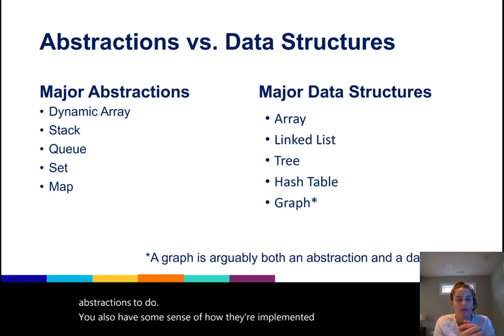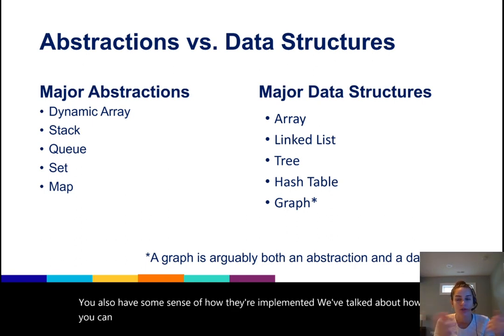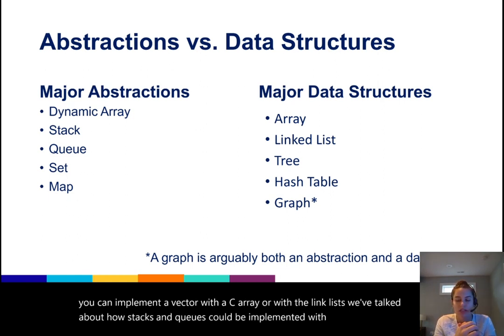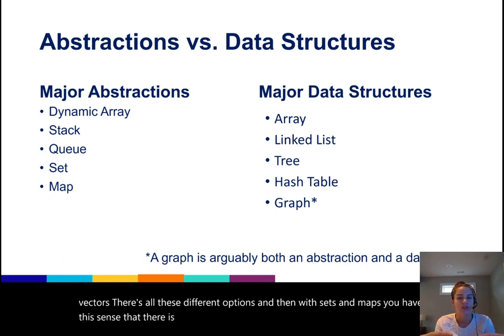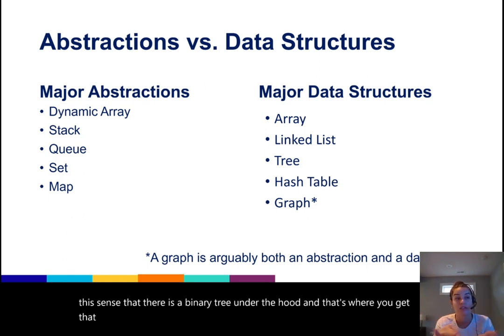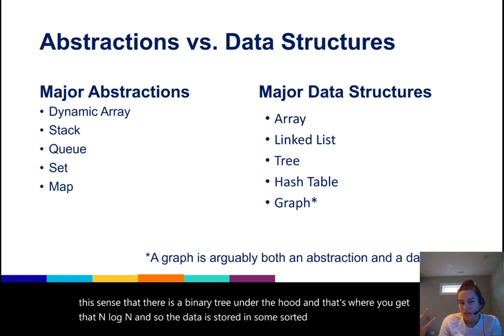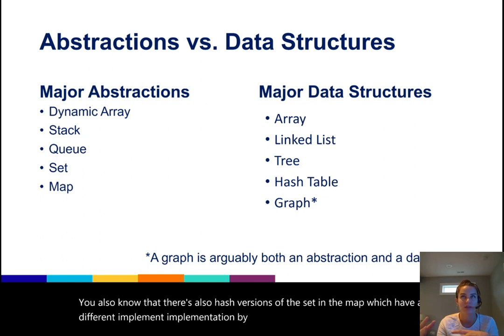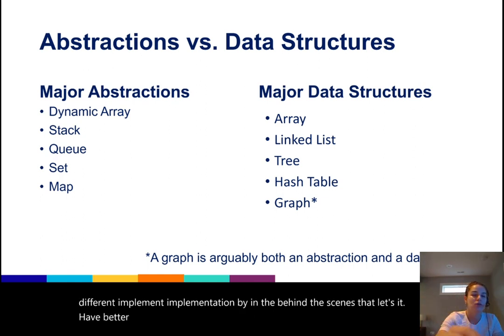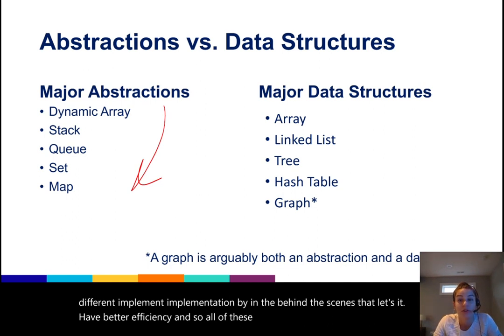We've talked about how you can implement a vector with a C array or with a linked list. We've talked about how stacks and queues could be implemented with decks or linked lists or vectors. There are all these different options. And with sets and maps, you have this sense that there is a binary tree under the hood, and that's where you get that n log n, and so the data is stored in some sorted order. You also know that there are hash versions of the set and the map, which have a different implementation behind the scenes that gives them better efficiency. All of these you're already really familiar with.